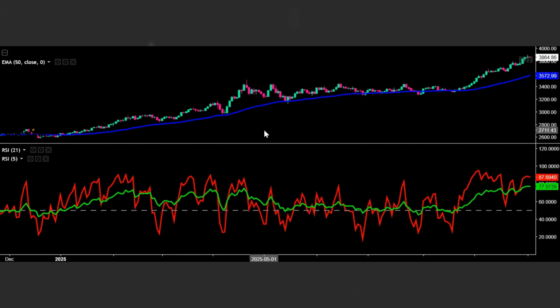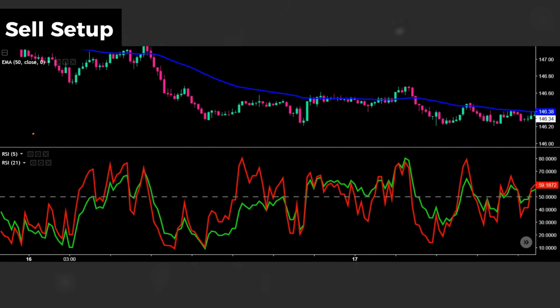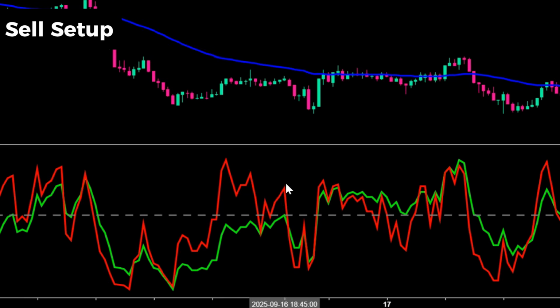Here's how it works. Buy setup. In an uptrend, wait for the red RSI to drop under 50, a small pullback. When it crosses back above the green RSI, while green RSI is still above 50, that's your entry signal. Sell setup. In a downtrend, let the red RSI go above 50 during a pullback. When it crosses back below the green RSI, while green RSI is still under 50, that's your entry.